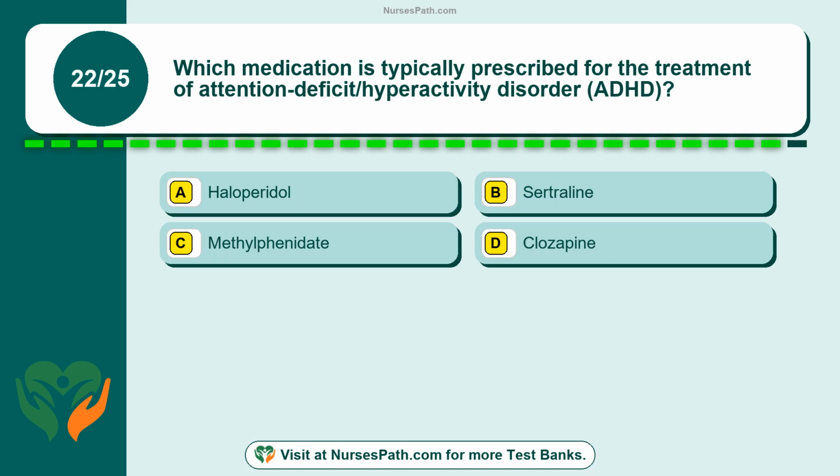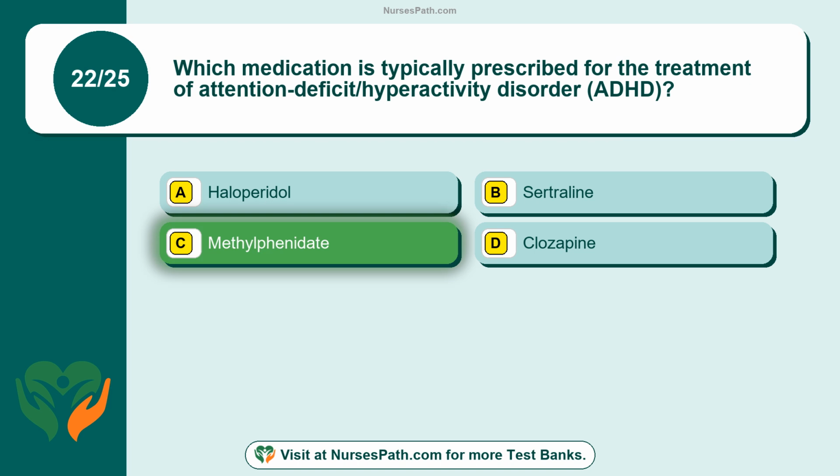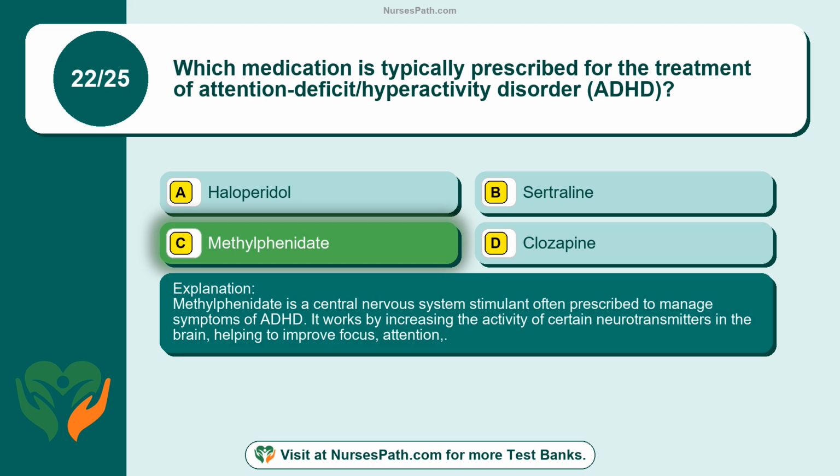Question 22. Which medication is typically prescribed for the treatment of attention deficit/hyperactivity disorder (ADHD)? Option A. Haloperidol. Option B. Sertraline. Option C. Methylphenidate. Option D. Clozapine. The correct answer is option C. Methylphenidate. Methylphenidate is a central nervous system stimulant often prescribed to manage symptoms of ADHD. It works by increasing the activity of certain neurotransmitters in the brain, helping to improve focus, attention.